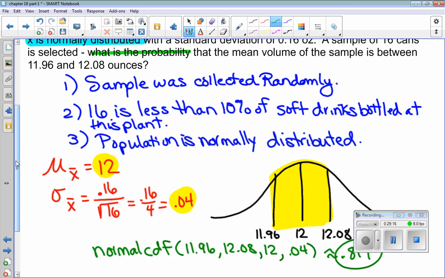We found our new standard deviation: the standard deviation divided by the square root of the sample size. Then we drew the normal curve and found the probability. But we had to use our new mean and our new standard deviation, and we were able to do that because our conditions checked. Okay? All right, let's try another one.